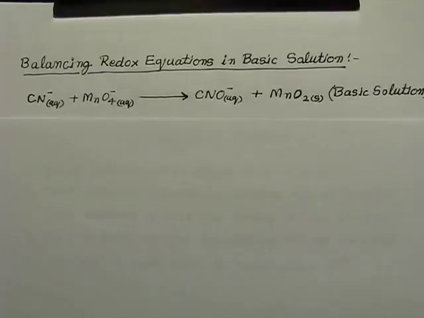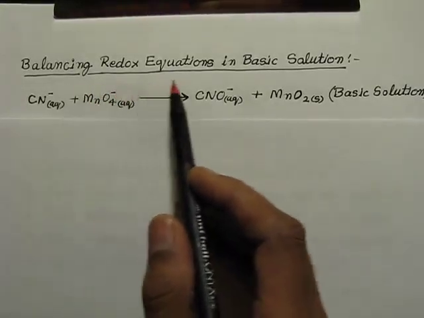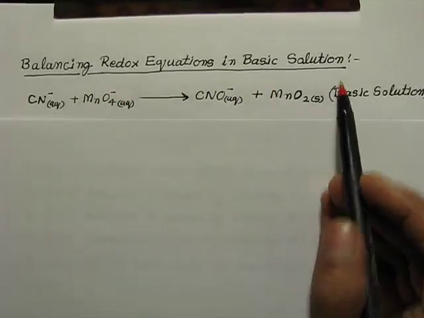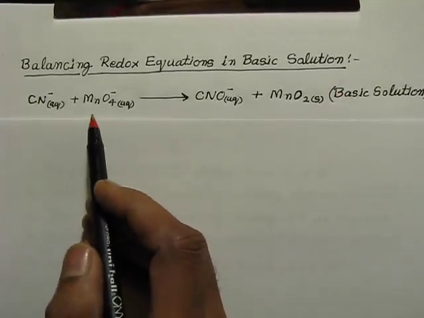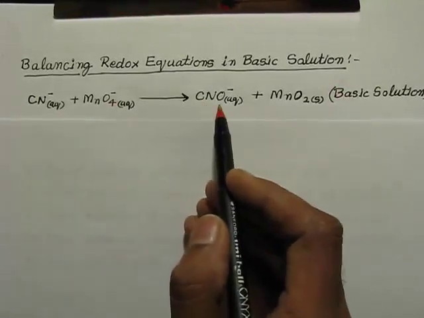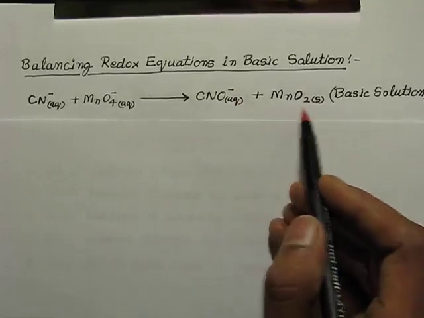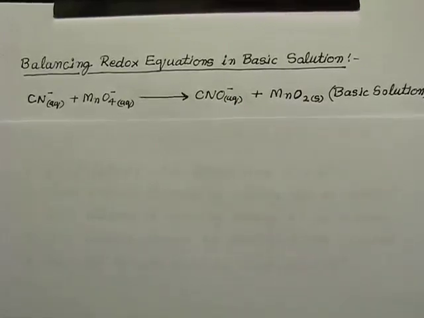Hello everyone, this is the third video for balancing the redox equation, and here we are going to solve this balancing redox equation in basic solution. The equation is CN⁻ (aq) + MnO4⁻ (aq) = CNO⁻ + MnO2 in basic solution. So we have to follow some rules to balance this redox equation in basic solution.